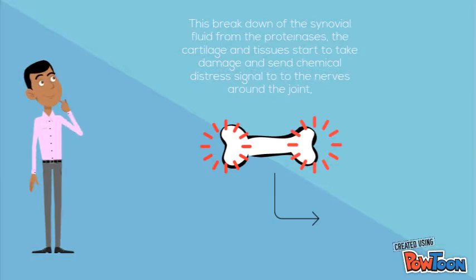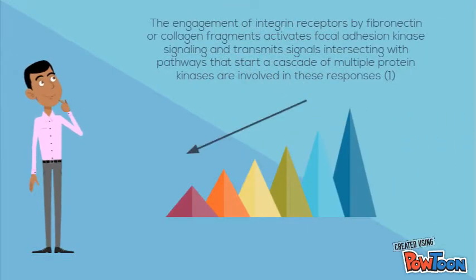The engagement of integrin receptors by the fibronectin or the collagen fragments activates focal adhesion kinase signaling, and this transmits signals intersecting to other pathways that start a cascade of multiple protein kinases that are involved in the response of inflammation.